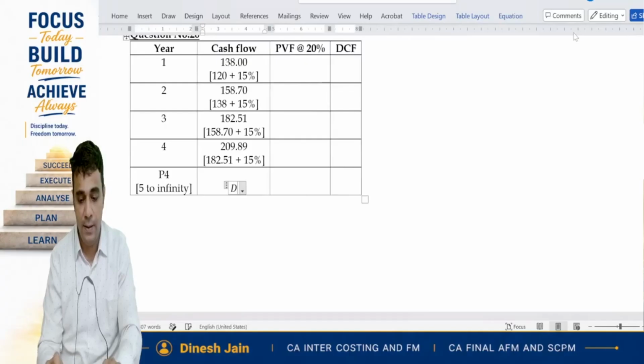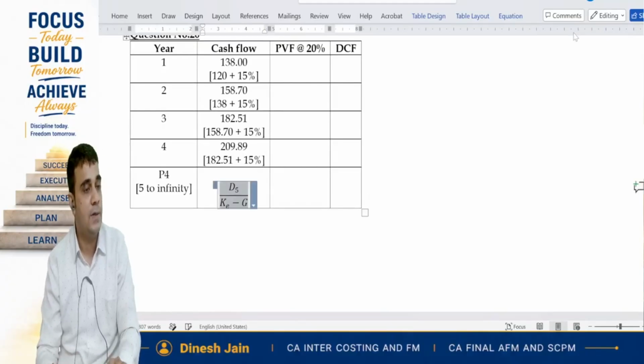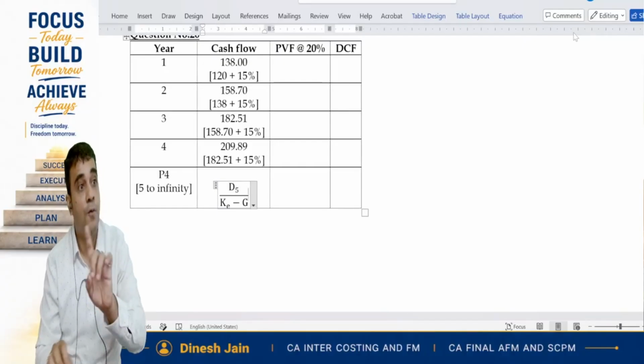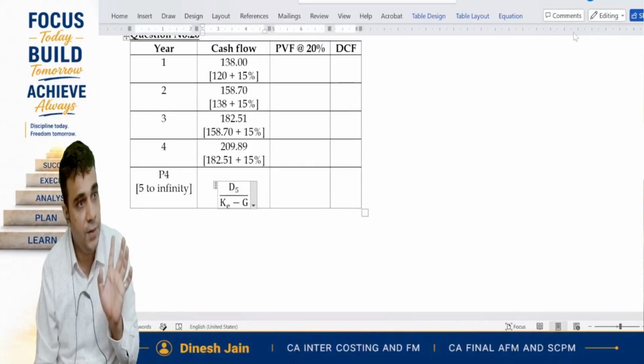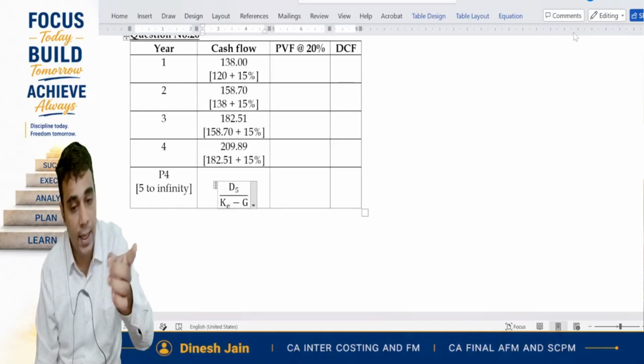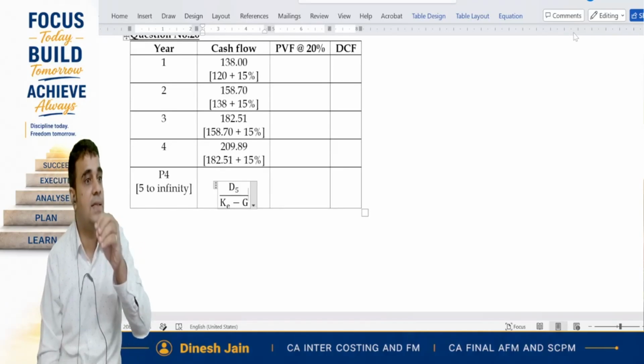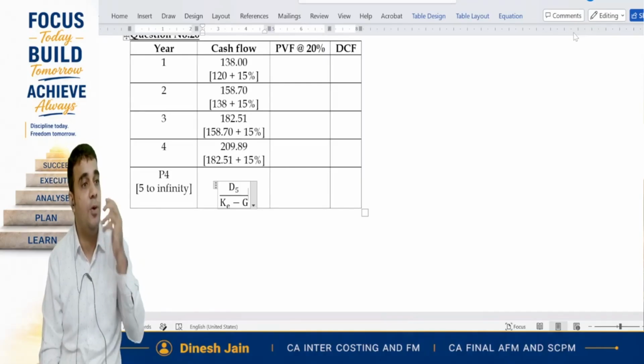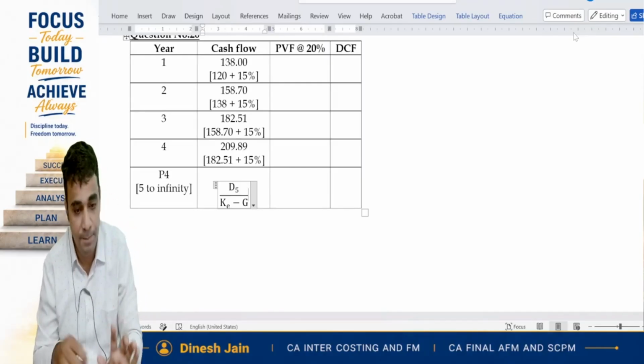Fifth year dividend, fourth year price. Understood the calculation? If you tell again it will change, then let me wait till 6th, 7th, 8th, 9th, 10th, 11th, 12th. I don't know when we will have stability.